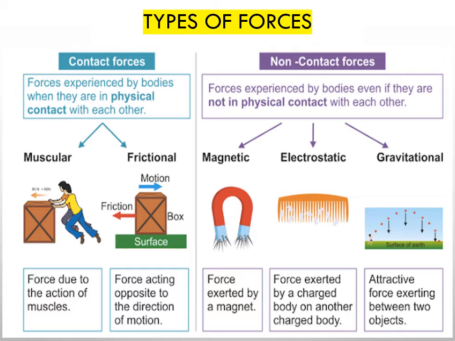Now comes non-contact force. Non-contact forces are those forces that are experienced by bodies even if they are not in physical contact with each other, like magnetic, electrostatic, and gravitational. Magnetic is of course the force that is exerted by a magnet. Electrostatic force is the force exerted between a charged body and another charged body. Now comes gravitational. The attractive force exerted between two objects is called the gravitational force. Do you get the point?